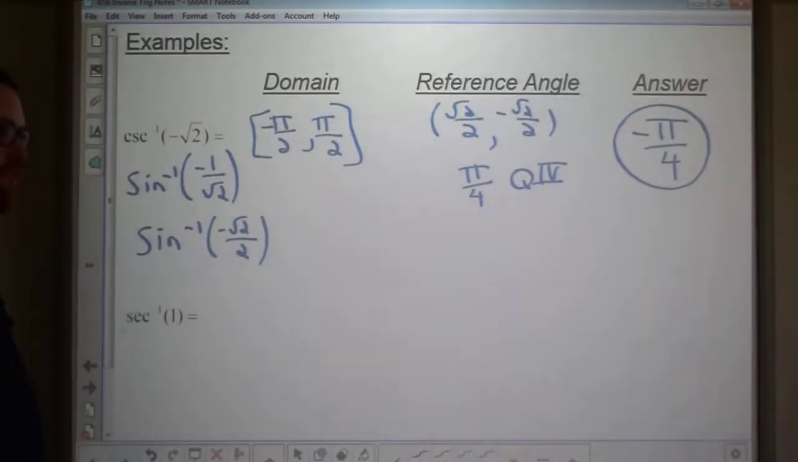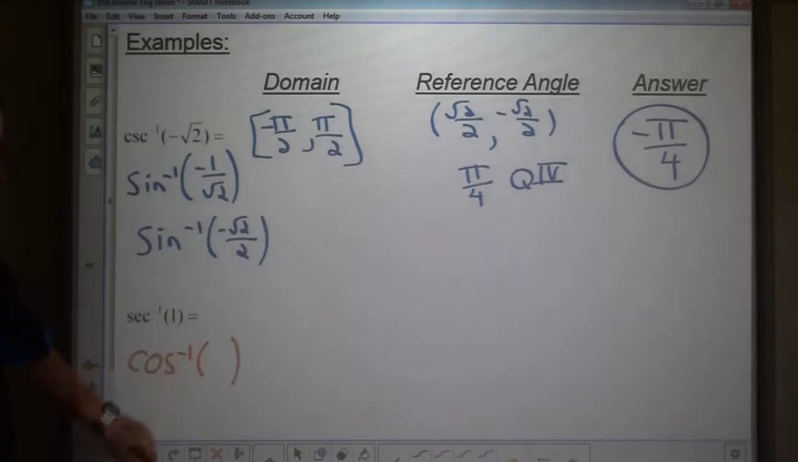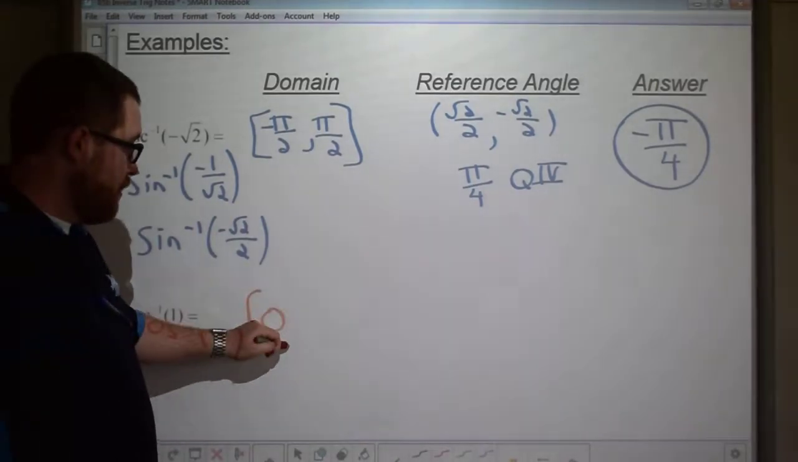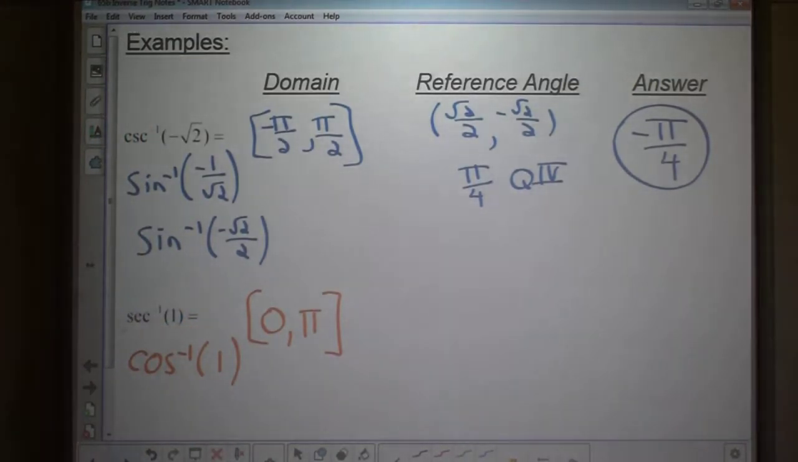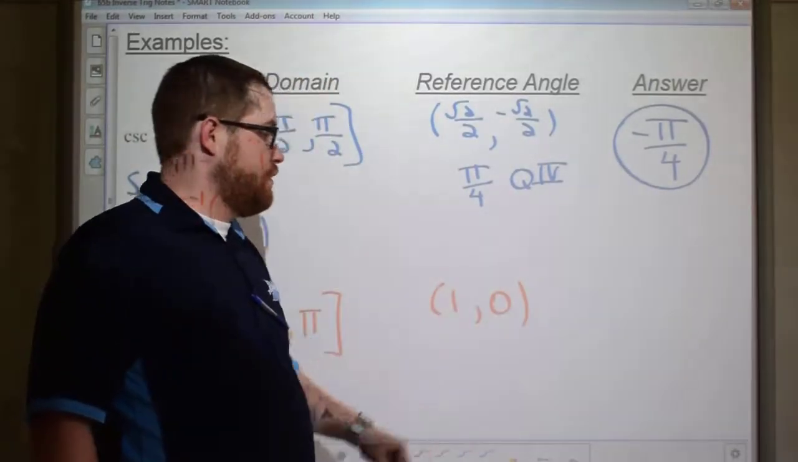Secant. Your mind will never think in secants. Let's think about it in terms of cosine inverse of. We got lucky. Cosine, if I flip 1, it just stays 1. Cosine has to be between 0 and pi. That's my restricted domain here. I'm looking for some place where the x value is 1. What point has an x value of 1? Oh, 0 does.